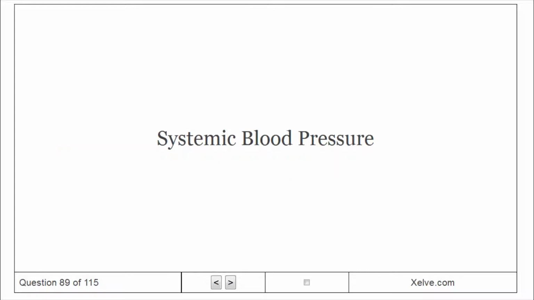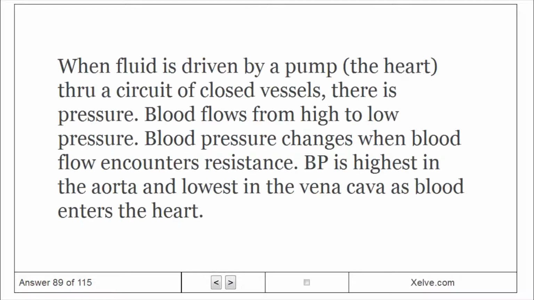Systemic blood pressure. When fluid is driven by a pump, the heart, through a circuit of closed vessels, there is pressure. Blood flows from high to low pressure. Blood pressure changes when blood flow encounters resistance. BP is highest in the aorta and lowest in the vena cava as blood enters the heart.